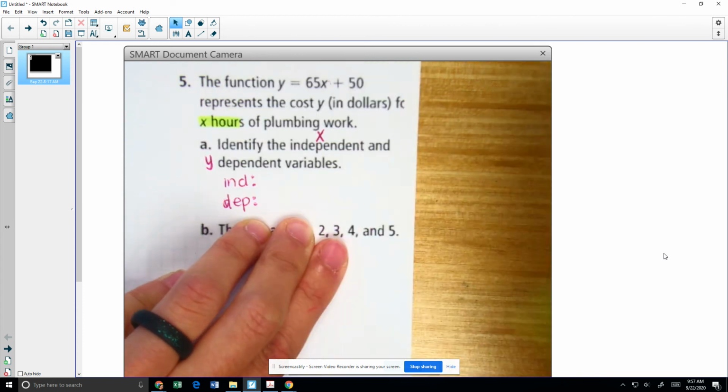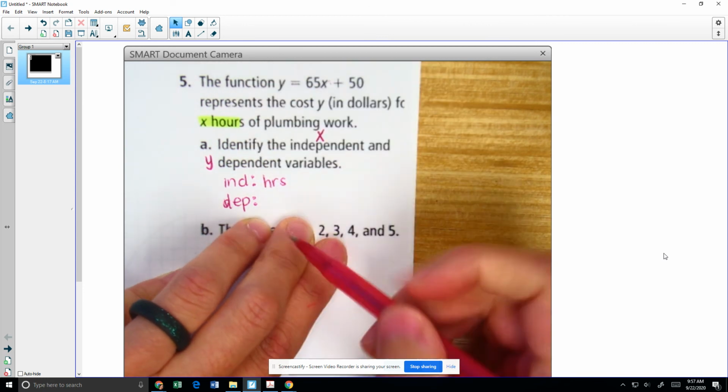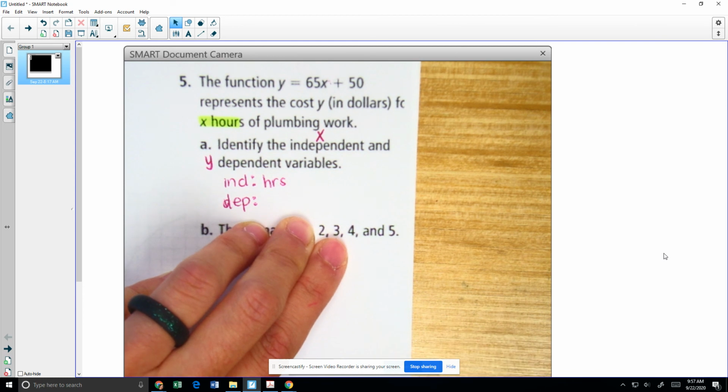Hours? Right, because it says X hours. So the independent variable is the hours. Okay, the dependent we said is the Y. So can someone different raise their hand and tell us what word the Y stands for?